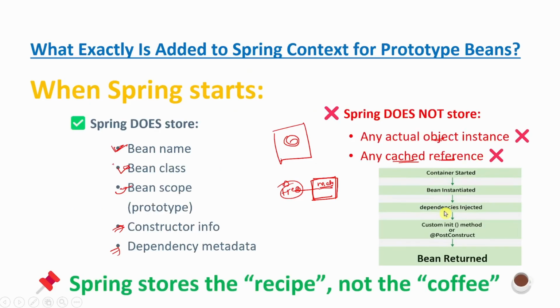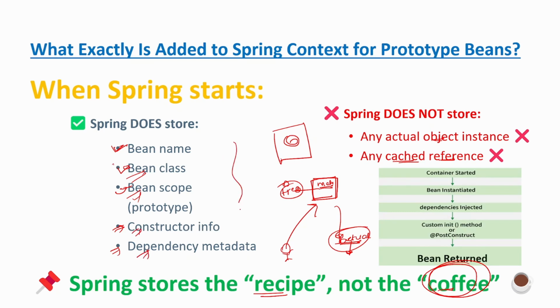So what does Spring store? Spring stores the recipe, not the coffee. Spring only stores the metadata and not the actual bean, and does not manage it. So what does Spring do? Spring only stores the recipe, not the coffee. The recipe is in the form of a plan, like the metadata: bean name, bean class, bean scope, constructor information, dependency metadata. And Spring does not store the actual object instance as in the case of the Singleton bean.